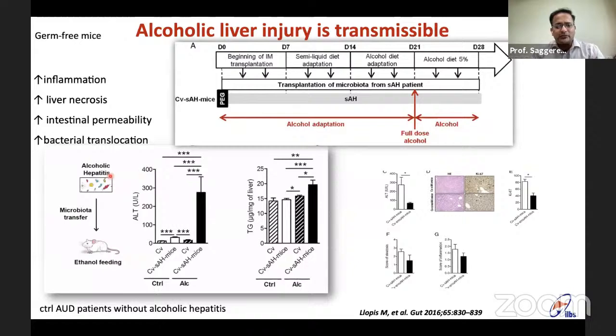So this paper was discussed very well by Professor Schnabel. It's very interesting and intriguing: alcoholic hepatitis is transmissible. The gut microbiome from alcoholic hepatitis patients, transplanted into ethanol-fed germ-free mice, produced liver injury with raised transaminases and increased fat content. And again, it was reduced by transplantation of the microbiome from a stable alcohol patient into the injured mice. It shows that alcoholic hepatitis itself is transmissible, and it is also curable by a good microbiome.